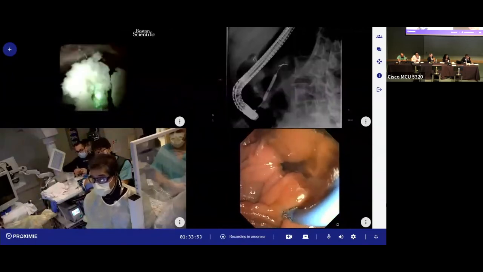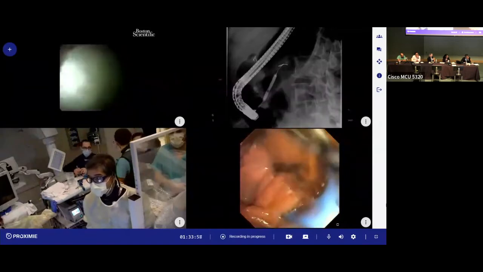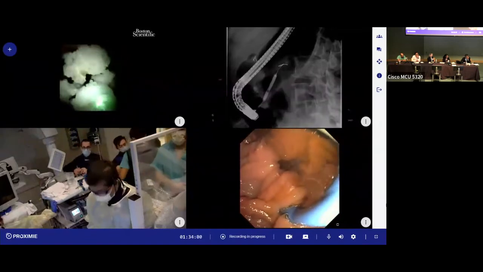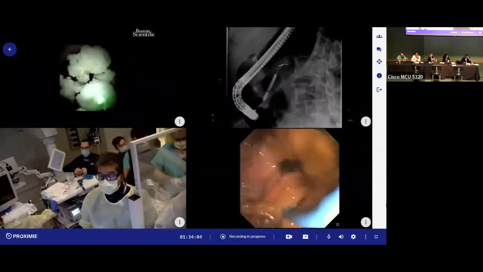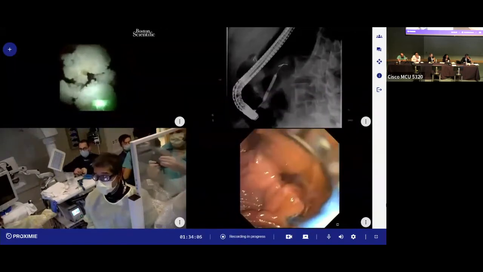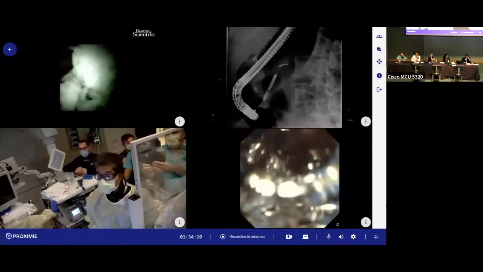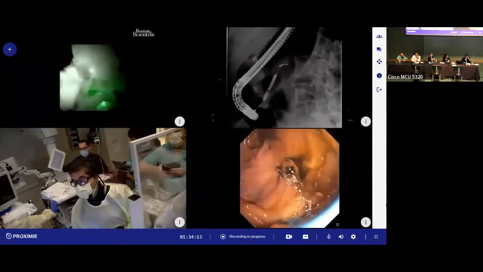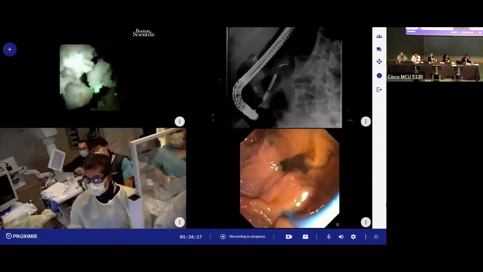So we're gonna keep breaking this up a bit because these fragments are too big to remove. And we're beyond the stricture now. Nice. Oh, that's good. That's really good. Okay. Now you may see that the laser fiber, this glass tip, is a little close to the tip of the SpyGlass scope. I would not recommend that you do this. It's just kind of stuck. Like I can't get it to advance any further. I've unlocked the wheels on it and I'm trying to advance it.